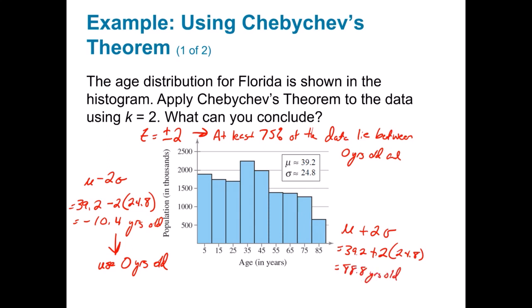And does 88.8 years old make sense? It does. You can have that as an age, right? In this case, so at least 75% of the data lie between 0 years old and 88 years old. That's what we can conclude.